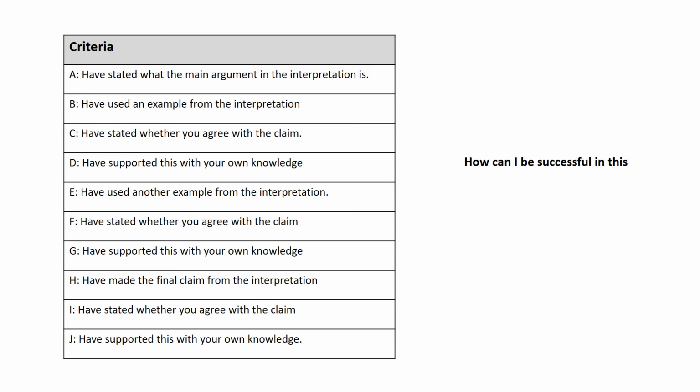So what we've got to do is we've got to have stated the main argument of the interpretation. We've got to use examples from the interpretation. That's the really crucial bit. We've got to state whether we agree with the claim, and then we've got to support that with our own knowledge. So we've got to do those kind of 4 things for the first bit, and then we'll repeat 3 of those bits again.